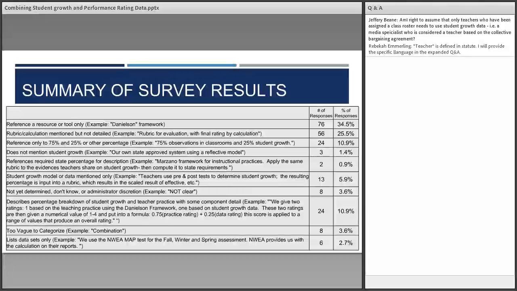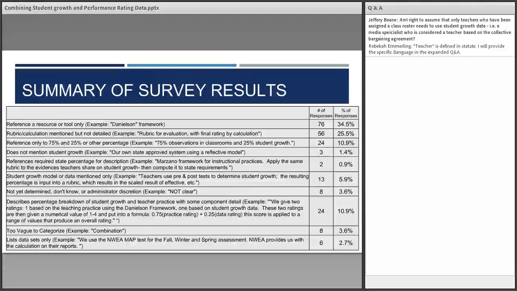Then the next category would be 8 responses that indicated that the method for combining student growth and teacher practice performance was not yet determined. They didn't know how it was done, or it was at the administrator's discretion. So that was 3.6% of responses.